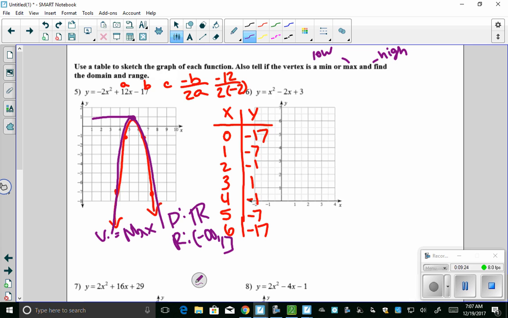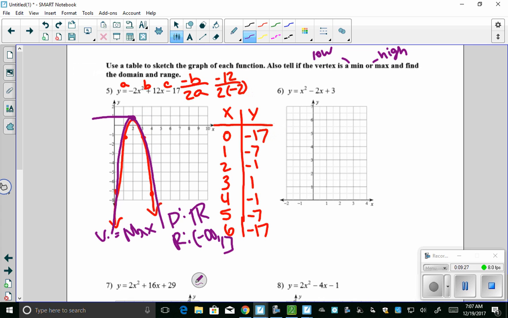Problem 6. I still have to use the same formula: the opposite of b divided by 2a. So it's going to be 2 divided by 2 times 1, which is 2 over 2, which equals 1. So my vertex is going to be 1, and 1 minus 2 plus 3 should be 2.